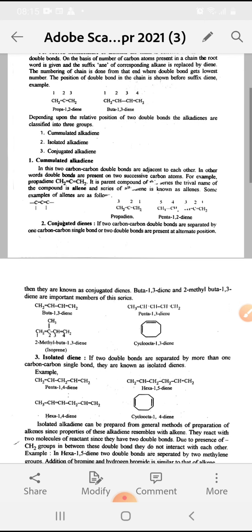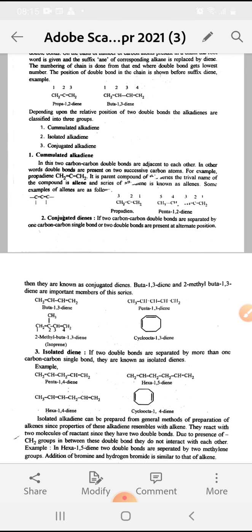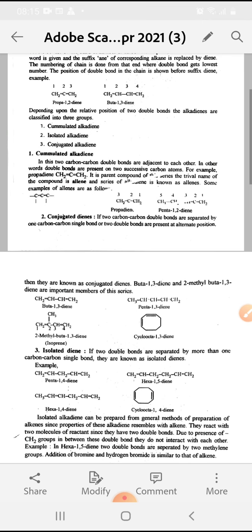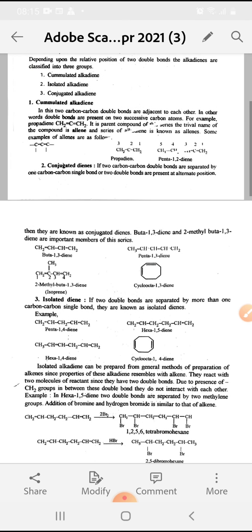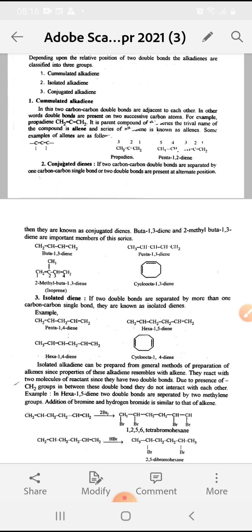Depending upon the relative position of the two double bonds, the alkadienes are classified into 3 groups: cumulated alkadienes, isolated alkadienes, or conjugated alkadienes. First we'll take up cumulated alkadiene. In this type of compounds, two carbon-carbon double bonds are adjacent to each other. In other words, double bonds are present on two successive carbon atoms.